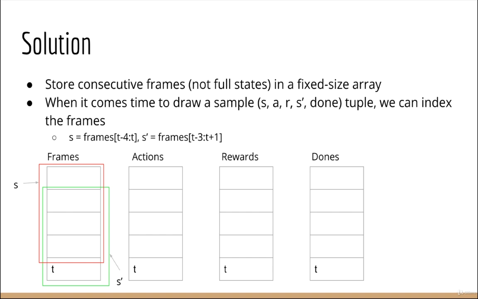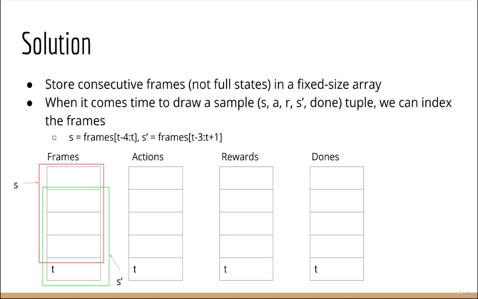Here's the solution to this. Let's instead just store consecutive frames. Now suppose it comes time to draw a sample, meaning a tuple of SARS prime and done. We have an array of frames, actions, rewards, and done flags. Let's suppose we choose a random index t.